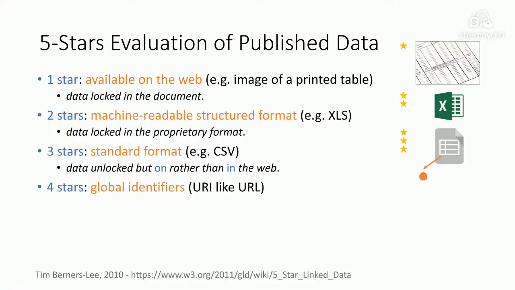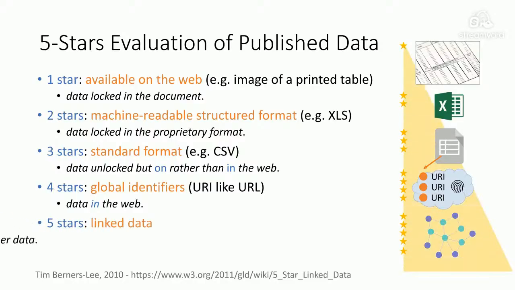4 stars is when you globally identify each entity, that is, in our case, each row in our table. And this is required if you want to publish them globally, so that everyone also can refer to any of your entities without ambiguity. And finally, 5 stars is when you put this data in context, linking it to other data. And that's why we needed global identifiers.